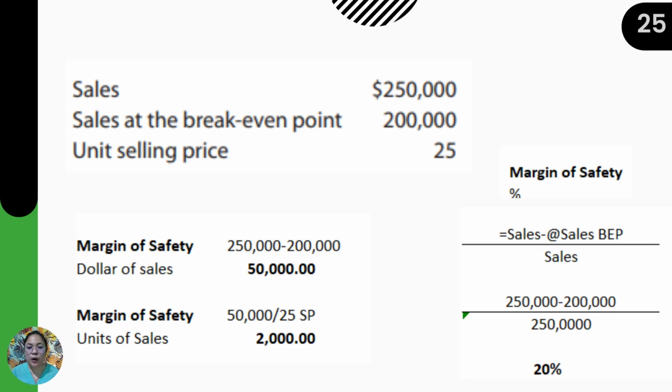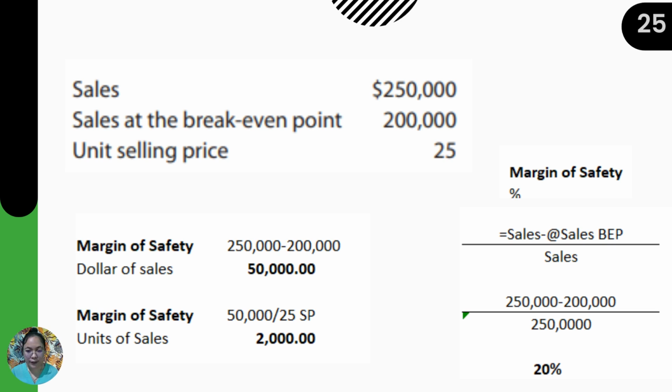Given that the sales are at $250,000 and the sales at the break-even point are at $200,000, the margin of safety from our current sale is at $50,000. Given that $50,000 is the margin of safety, how many units must we sell? So it will be computed by dividing the margin of safety in dollars by its selling price. Then, to get the margin of safety in percentage, we simply divide the margin of safety in dollars by the sales.